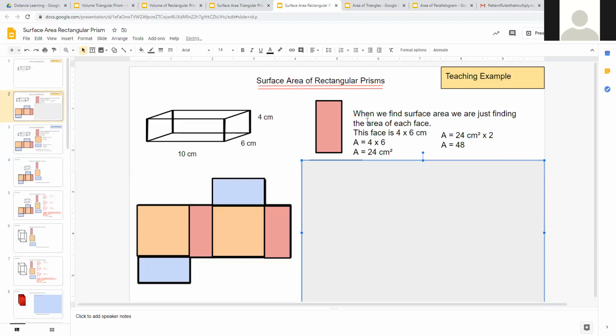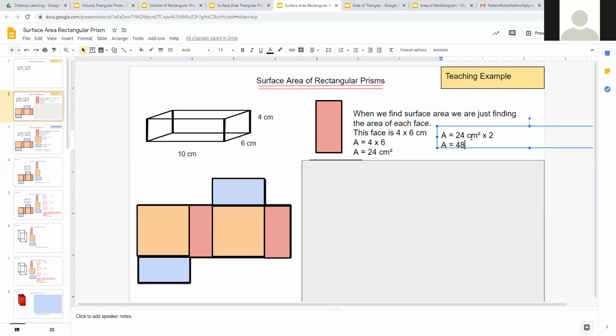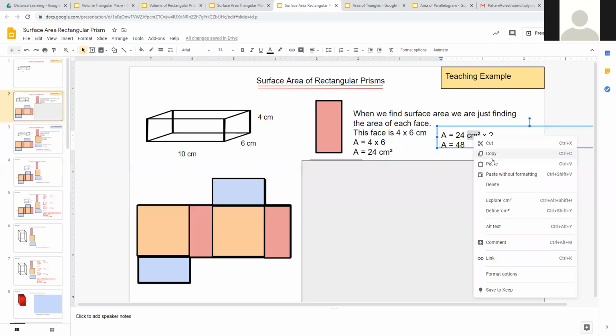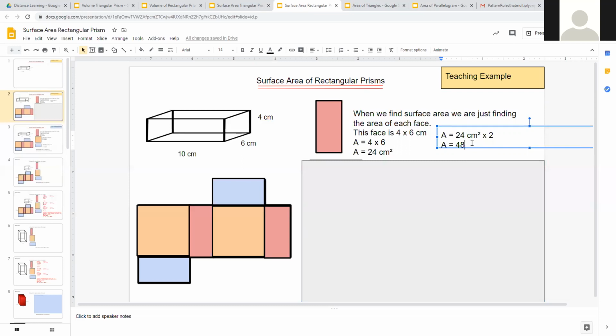So when we're finding the area of each face, this face, for example, is 4 by 6. So this is the end of our box right here. And if I multiply 4 by 6, I get 24 centimeters squared. And then I have to multiply that number by 2 because, of course, there's two red shapes. And I get 48. And it should have centimeters squared there. It does not. I will fix that.